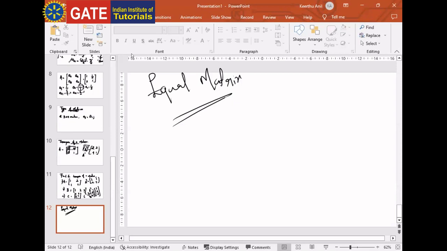You can write below: if all the elements of the matrices are equal, then they can be called as equal matrices.